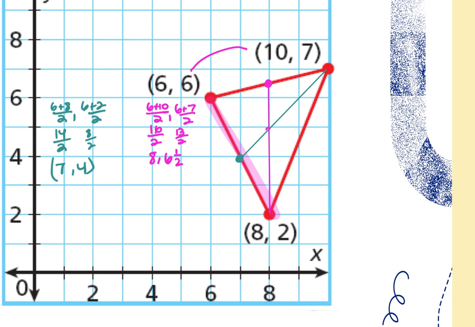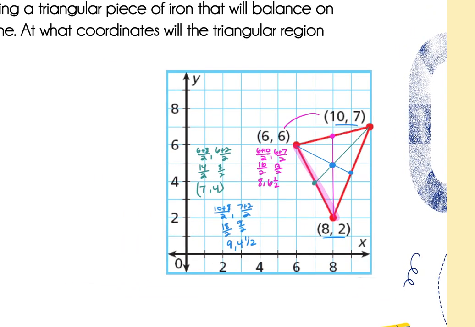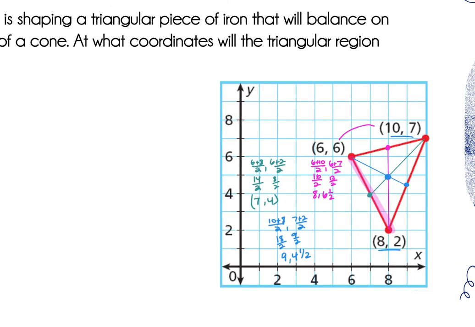And I can already tell where they're going to meet, but if I needed to confirm it with the last one, I would find the midpoint over here with these two, 10, 7, and 8, 2. 10 plus 8 over 2, 7 plus 2 over 2, 18 over 2, which is 9, and 9 over 2, which is 4.5. 9 and 4.5 is that point there, and connect it. And that coordinate point is 8, 5.